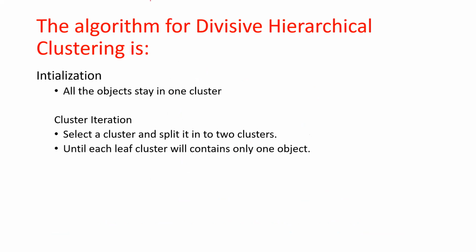And how can the divisive hierarchical clustering algorithm be done? In the initialization, all the objects stay in one cluster. For the cluster iteration, first we select a cluster and then split it into two clusters. Suppose this is my one cluster; I split it into two clusters. The entire cluster is split based upon similarities until we get leaf clusters that contain only one object. This is how the splitting is done in the divisive approach.